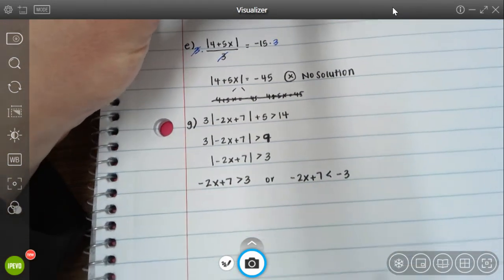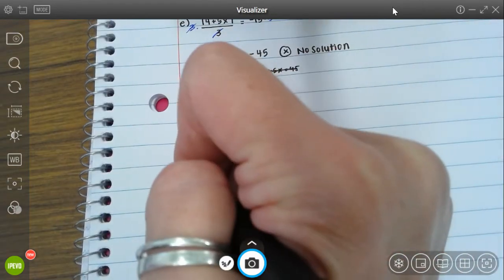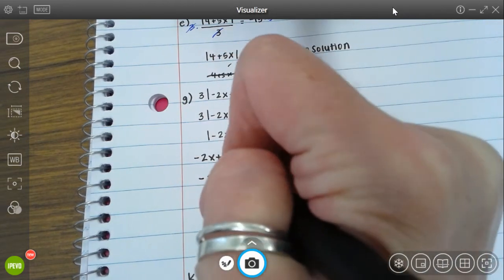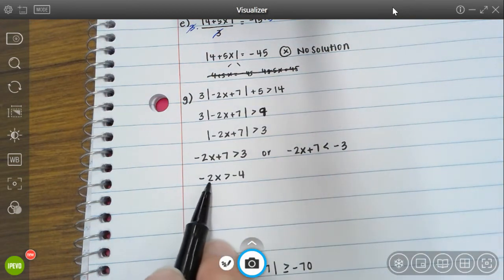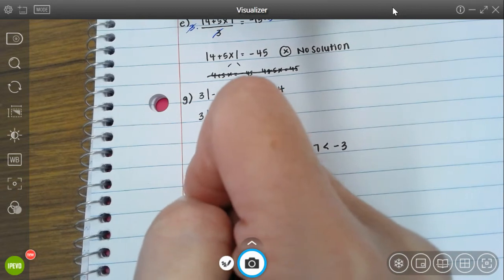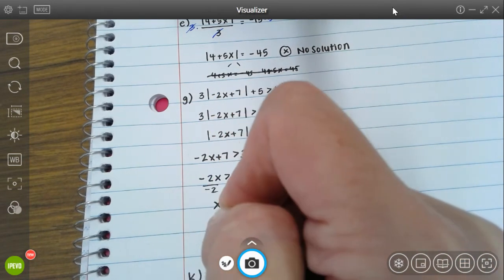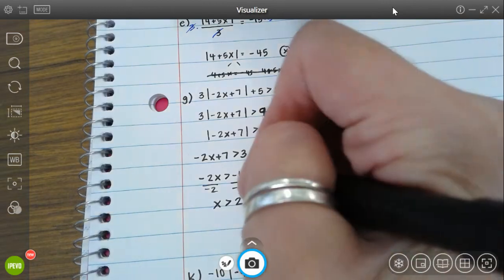So at this point, I want to go ahead and just solve these as I would for normal inequalities. So get the x by itself. So -2x is greater than -4. Be careful here because when you do the next step and you divide by this negative number, your inequality symbol is going to flip. So when I divide each side by -2, this is going to give me an x is now less than a +2. Because anytime you divide by a negative, your inequality symbol has to flip.